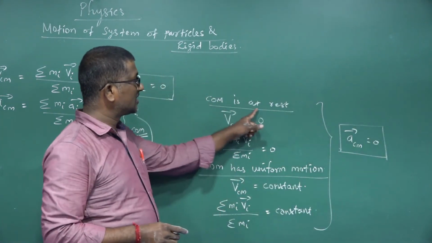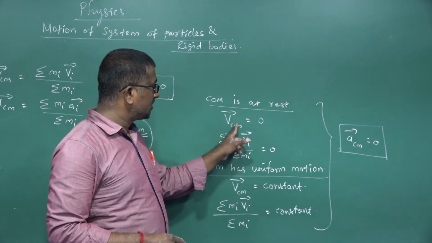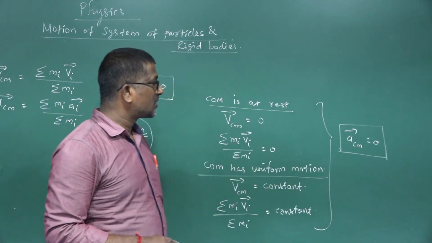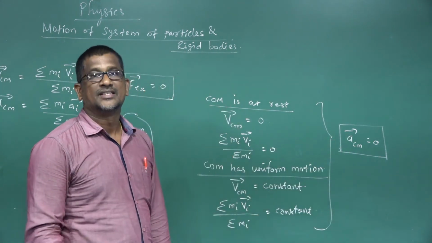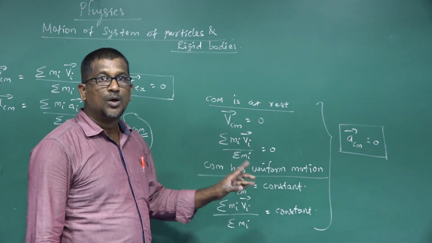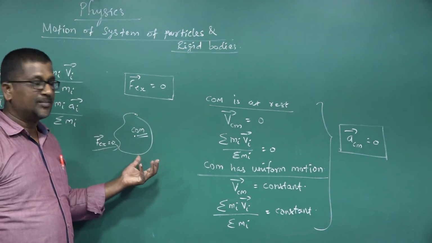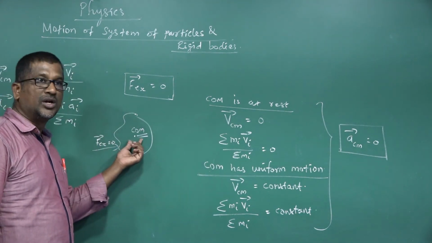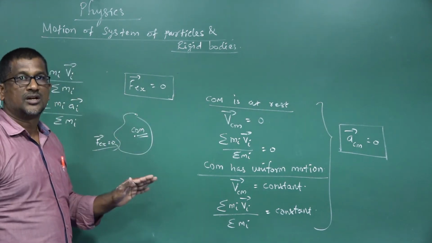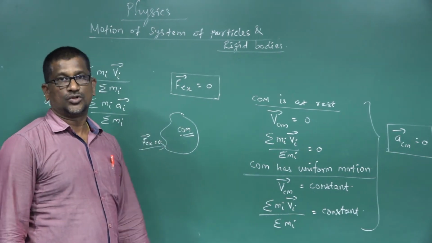Even if the center of mass is at rest or the center of mass has uniform motion, the velocity value may be 0 or constant. But the acceleration of the center of mass in both situations is 0. So these conditions are applicable only if there is no external force acting on the rigid body. If there is no external force acting on the rigid body, the velocity of the center of mass may be 0 or constant. But the acceleration of the center of mass value is always 0.